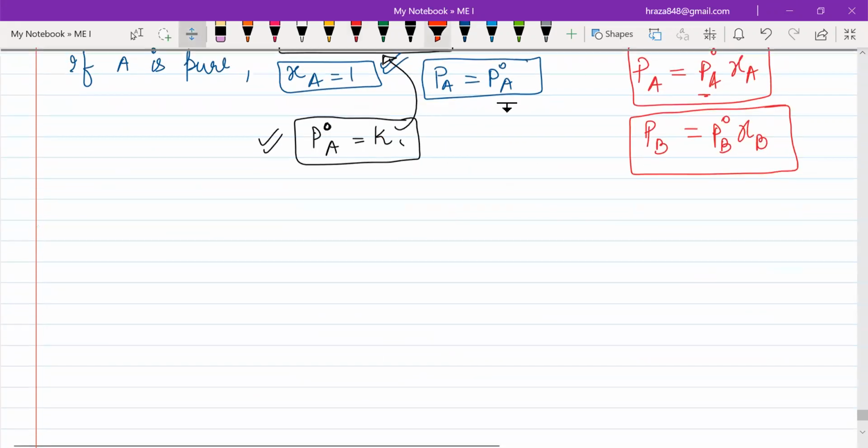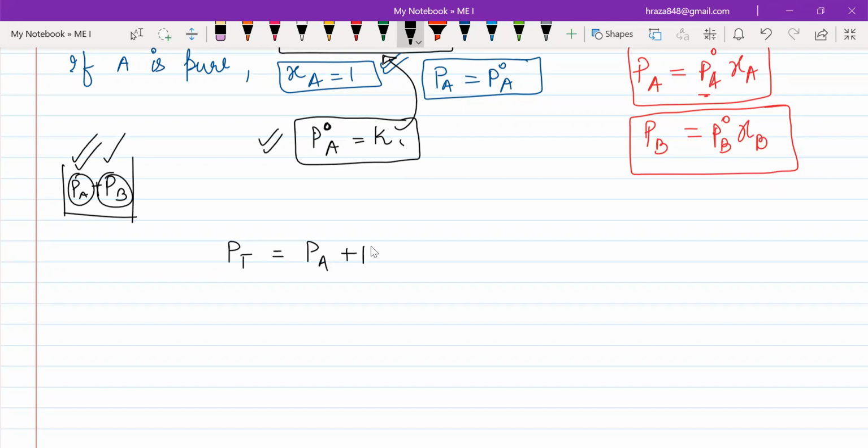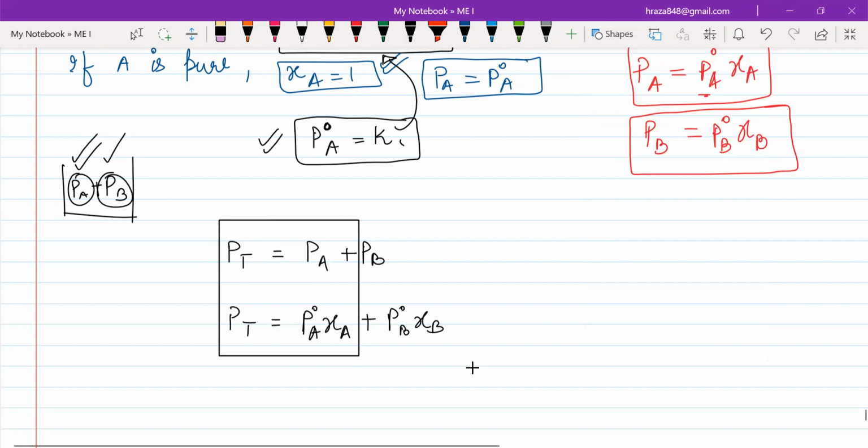Now, you know that if in this container PA and PB is present, partial vapor pressure of A, partial vapor pressure of B. So total pressure will be equal to the sum of the partial pressures. And PA can be written as P naught A chi A plus P naught B chi B. Is that clear?